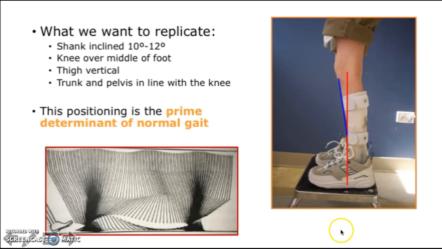So you can see in this patient here, with his AFO on and some heel wedges in his shoe, his knee is nicely over the center of his foot, and the blue line here shows that his shank to vertical angle is inclined about 10 to 12 degrees. So this position is going to help to optimize his gait alignment.